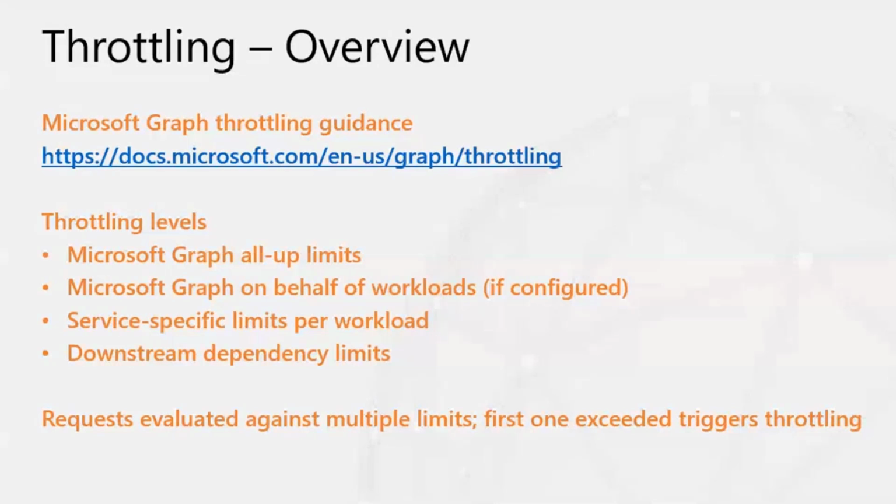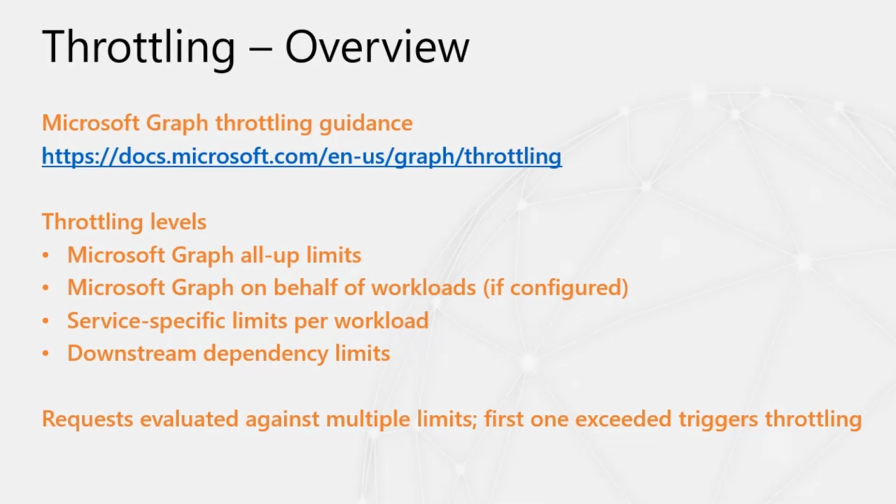Now, what's important here is that when you are sending a request to Microsoft Graph, we are evaluating across all these different service levels. The first one that triggers will actually initiate the throttling. So you may be saying, hey, I'm not hitting a service-specific one, but you are hitting an all-up limit or some configuration like that. Just note that we do apply all the different rules, the different throttling thresholds, and the first one that gets hit ends up triggering the throttling scenarios.